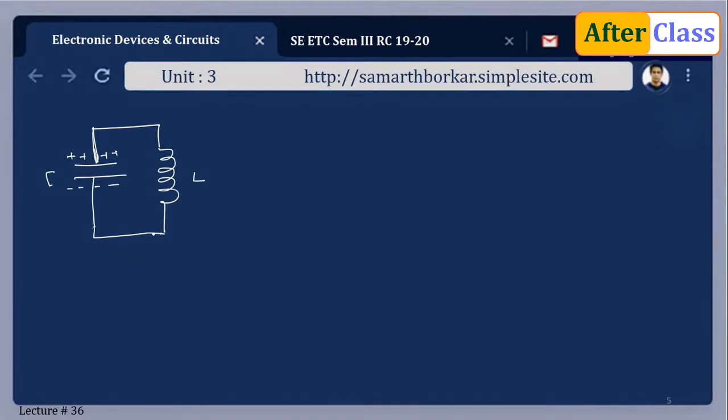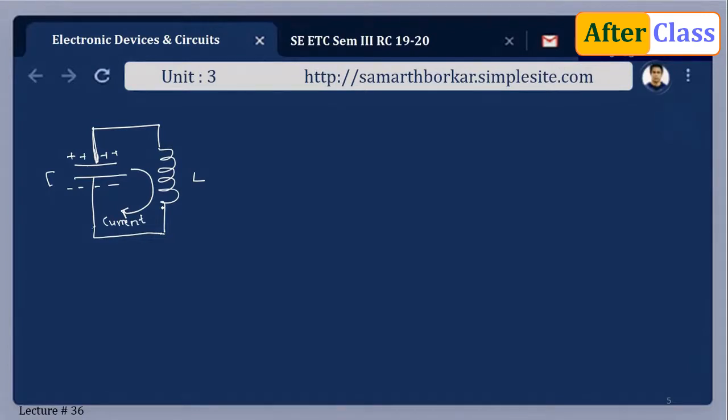So as we have discussed, whenever this charged capacitor is connected across an inductor L in a tank circuit, the capacitor starts discharging through L. This arrow indicates the direction of flow of conventional current. So let me write here, this is the conventional direction of flow of current.